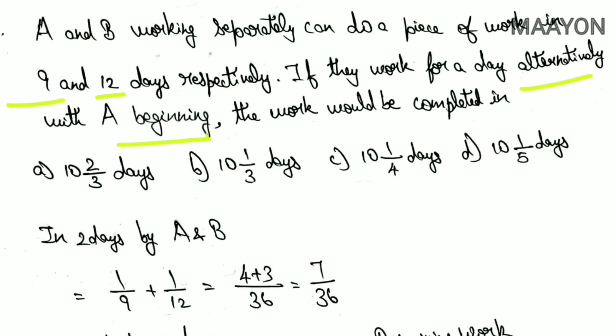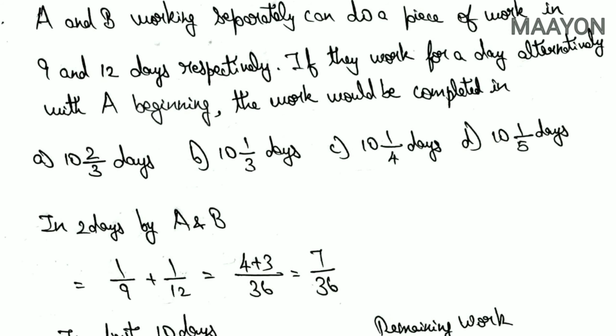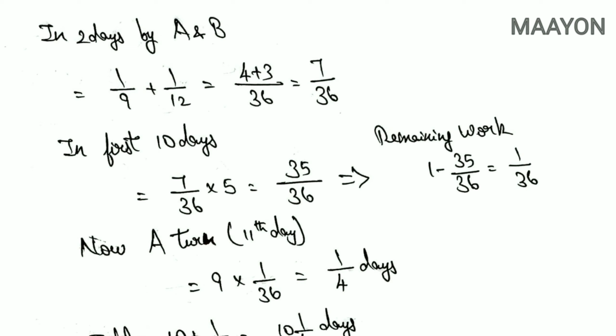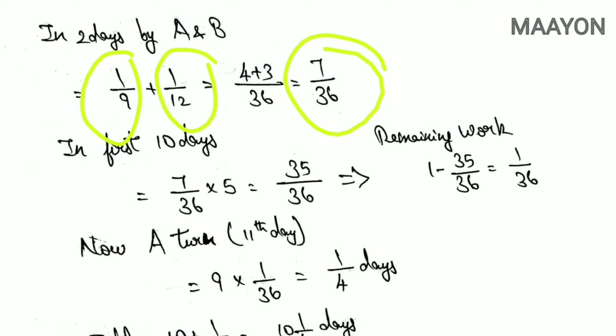Now let's solve it through a traditional method. Now let's calculate the amount of work done by A and B in the first 2 days. In the first day, A would have completed 1/9 of the work. In the second day, B would have completed 1 by 12th of the work, equals, taking LCM 36, 4 plus 3, 7 by 36 of the work.